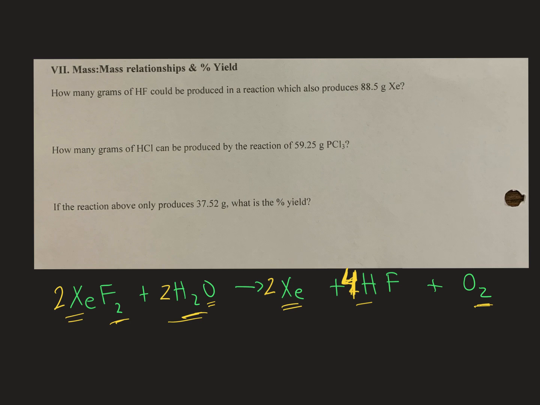So now we have this problem. We are looking for how many grams of HF, and we know we produced 88.5 grams of Xe. Okay, now what do we do? We can use our steps that I gave you last time, or we can use the mole roadmap that you get on every test. What would you rather use? Mole roadmap? Because then you don't have to memorize anything, right?